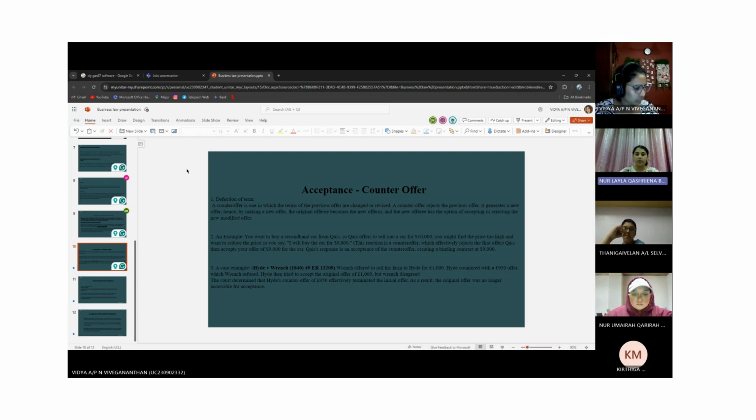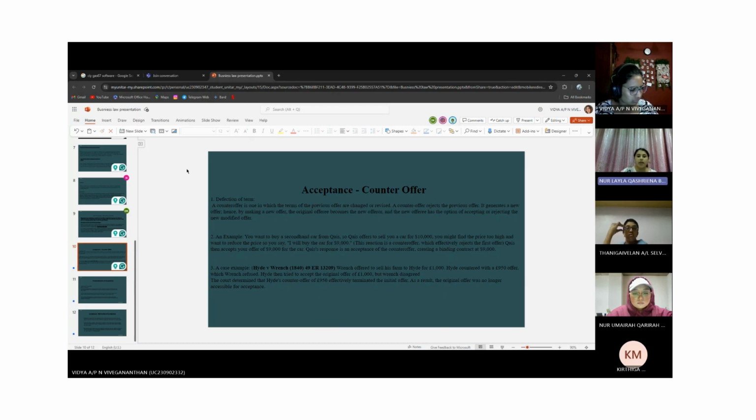Acceptance of counteroffer. A definition of this term: an accepted counteroffer is one in which the terms of the last offer are modified or changed. A counteroffer rejects the previous offer and generates a new offer. As a result, by making a new offer, the original offeree becomes the new offeror, and the new offeree can agree to or reject the new modified offer.